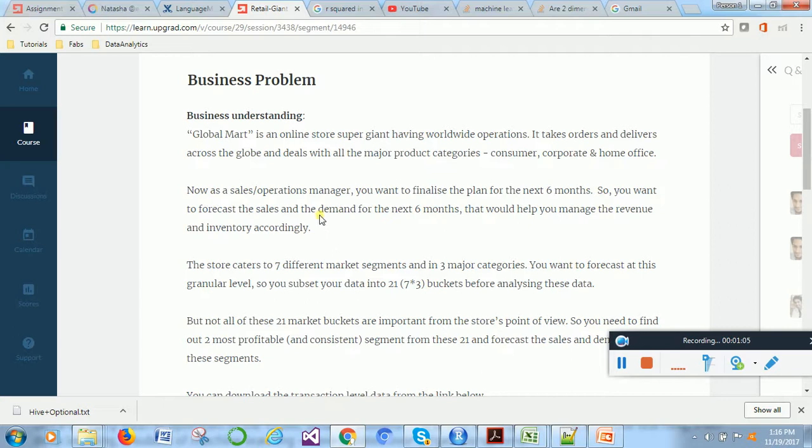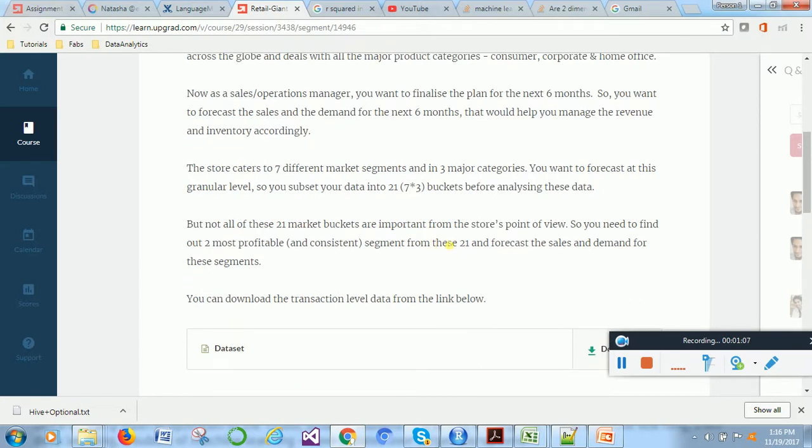That is the problem. There are 21 buckets of data available, different markets and three major categories. Out of these 21 market buckets, we need to first find the two most profitable segments, then create the model, and then evaluate the model.